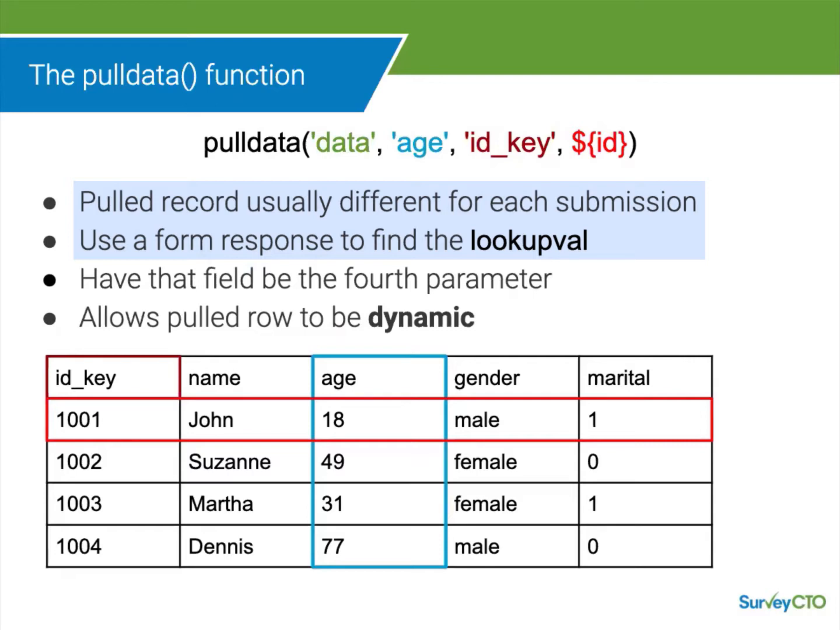If you look at this completed expression, we have data for the source, age for the column name with the data, ID underscore key for the column with unique identifiers. For the fourth parameter, we have a call for the value of the field ID, which makes the expression dynamic. We can have a field that asks for the ID of that person, and then the expression will pull 18 for 1001, 49 for 1002, and so forth.